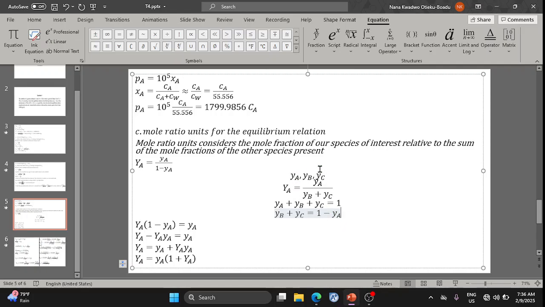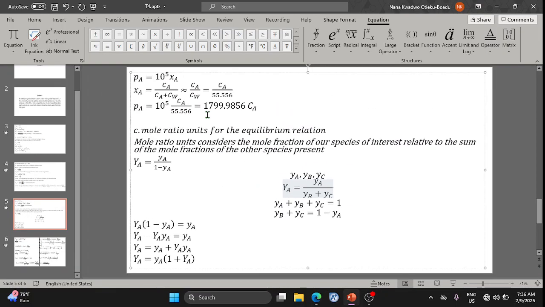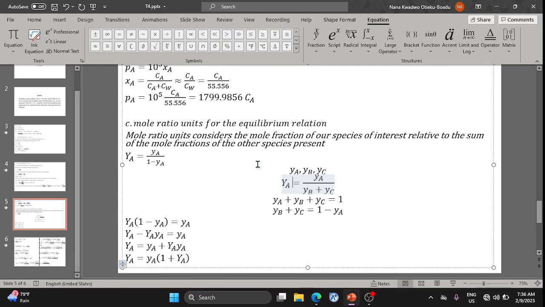So we have YA, YB, and YC. The mole ratio for A is YA over the sum of the mole fractions of the other species. But if we add everything, it should be equal to 1. And if we make YB plus YC the subject, we get 1 minus YA, right? Even if it's just two terms, YA and YB, it still works out. No matter the number of species you have, this expression will still work out.